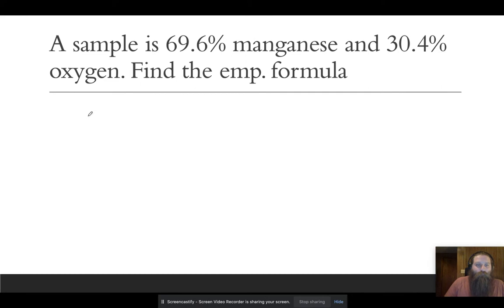Let's do another one. All right, I've got manganese, which is Mn, not Mg. That's magnesium. And oxygen. I don't know what the subscripts are, but there's my working formula. I know Mn goes first because it is a metal.